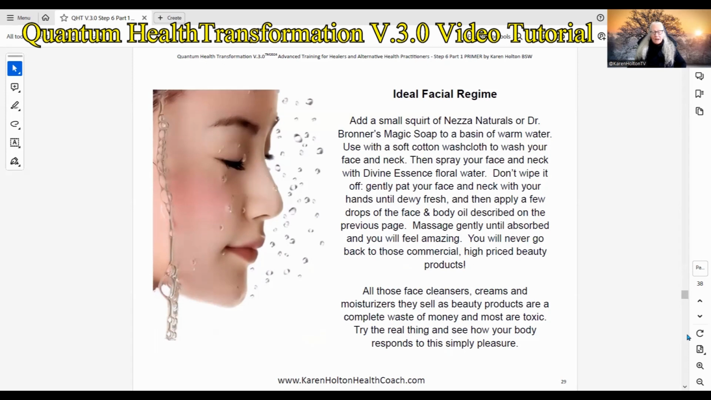You will never go back to those commercial high-priced beauty products. And as I mentioned before, these products cost pennies compared to the commercial products on the shelf. All of these face cleansers, creams, and moisturizers they sell as beauty products are a complete waste of money, and most are toxic. Try the real thing and see how your body responds to this simple pleasure.